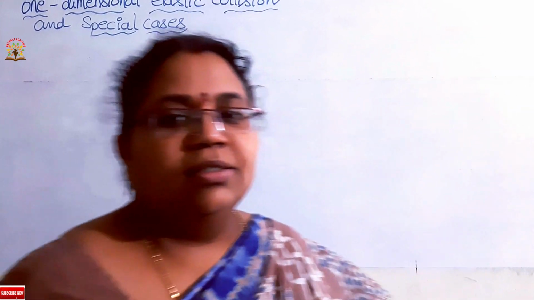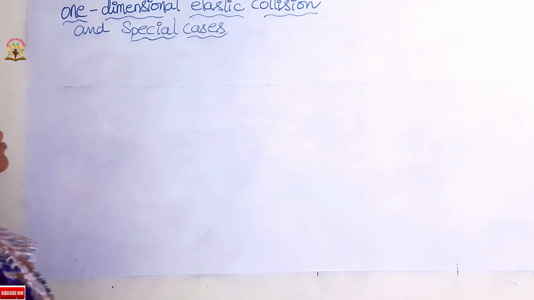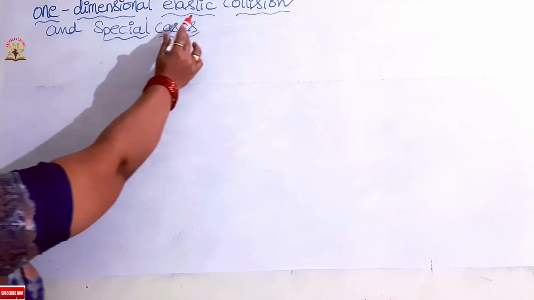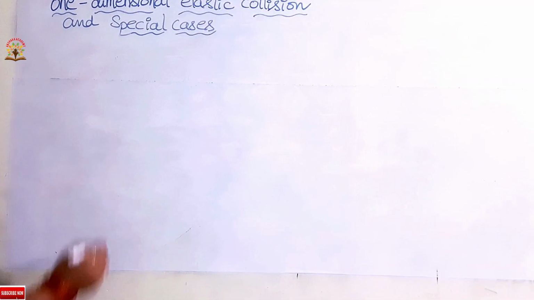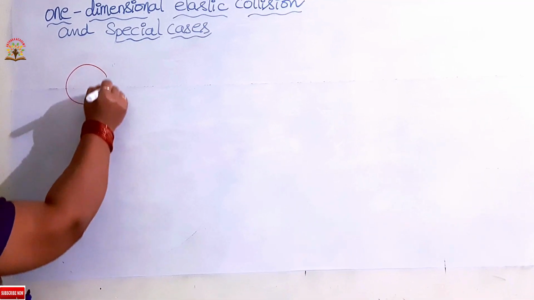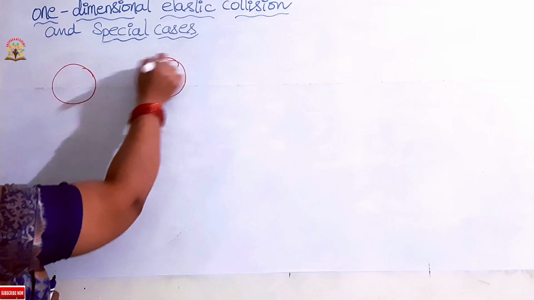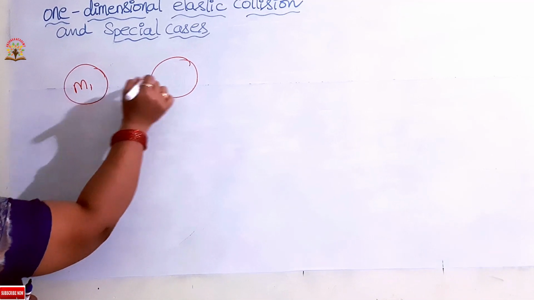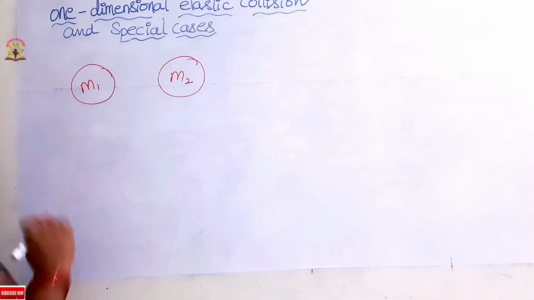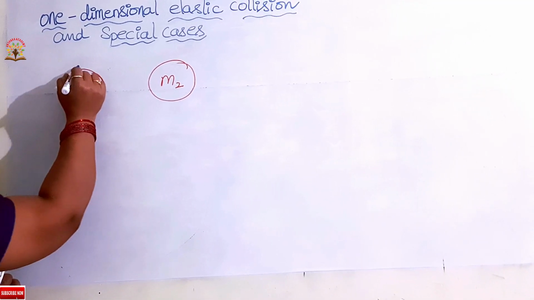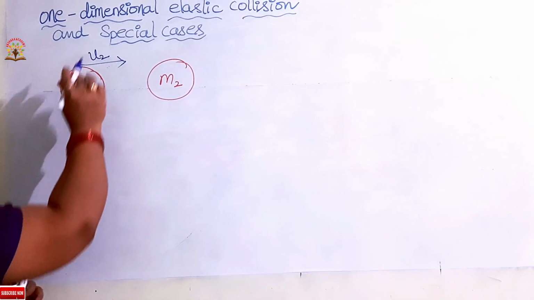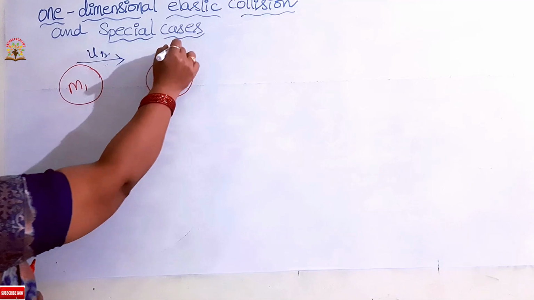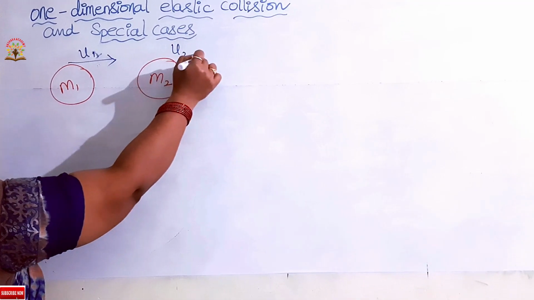Hello students, today's topic is one-dimensional elastic collision and special cases. Let us consider two bodies of masses m1 and m2. They have initial velocities u1 and u2.